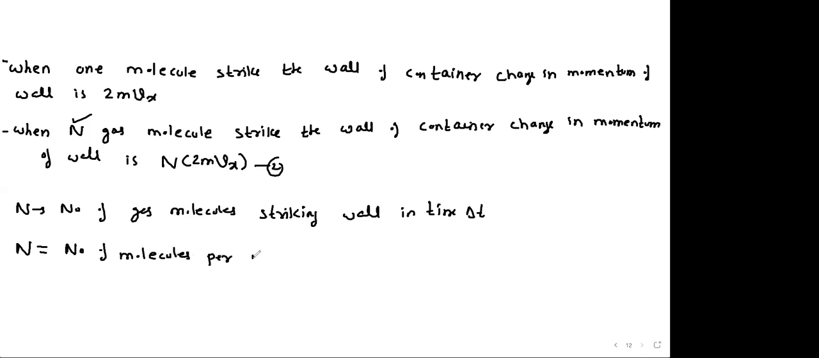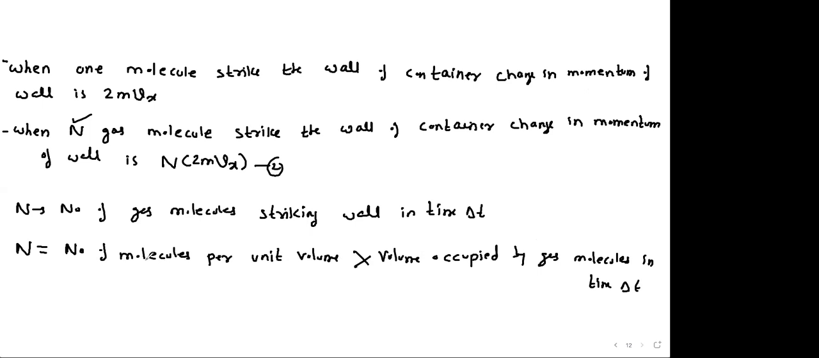per unit volume, and we can multiply this by the volume occupied by gas molecules in time delta t. This is the unitary method simply. Total number of molecules is the number of molecules per unit volume multiplied by the volume occupied by gas molecules in time delta t. Now the task is to calculate somehow this volume occupied by gas molecules in time delta t. So let's name this equation 3.